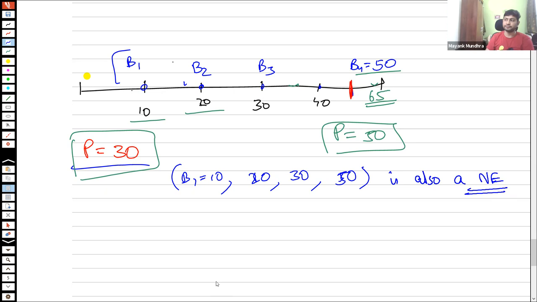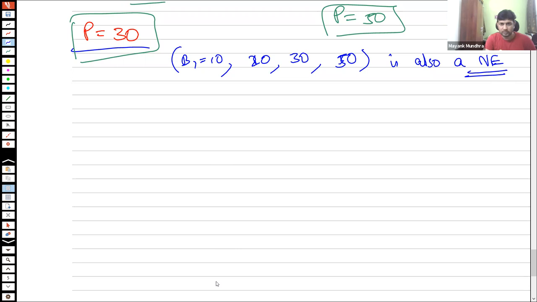So second price sealed bid is the most interesting because theoretically you can establish that everybody bidding their valuation is a Nash equilibrium, yet there are other Nash equilibria possible. Okay, so other Nash equilibria are possible. Suppose the valuations are 10, 20, 30, and 40. So which of these is a possible Nash equilibrium?